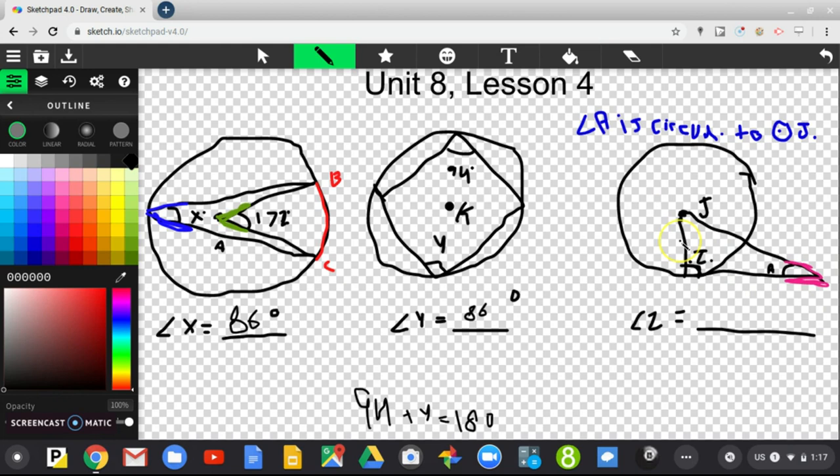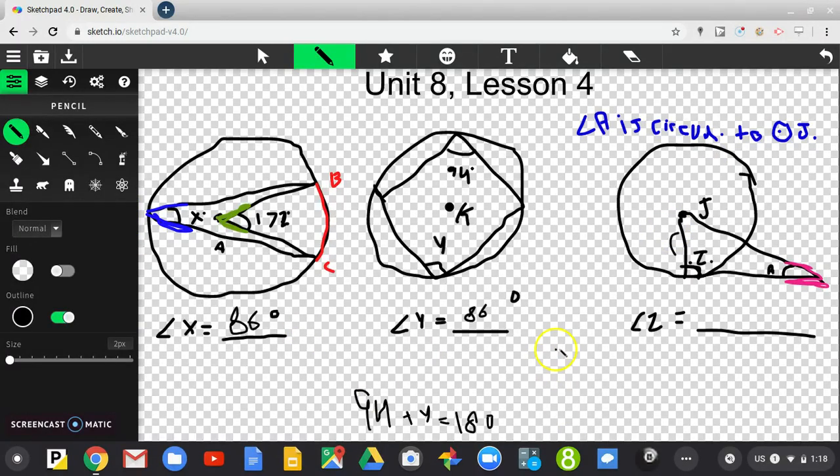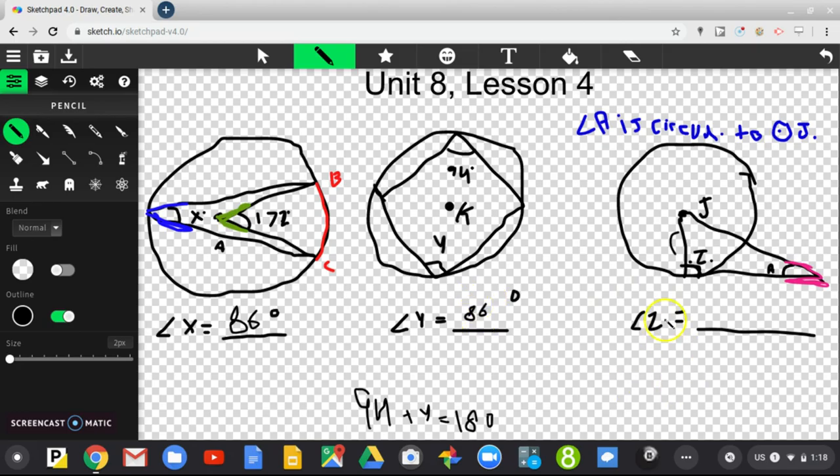So JZ, right here, this is the radius. It is perpendicular to, so these two are perpendicular to the radii. The other radii that this is perpendicular to would be the radii that would go like this. But that doesn't exist in this figure. But this does, so that means that when something's perpendicular, the angle is 90 degrees. So angle Z is 90 degrees. You couldn't answer this question if this blue information wasn't given.